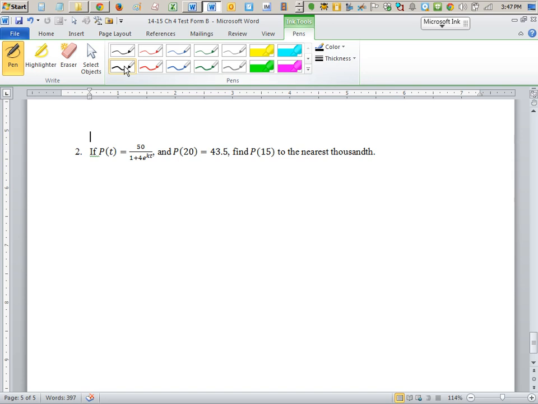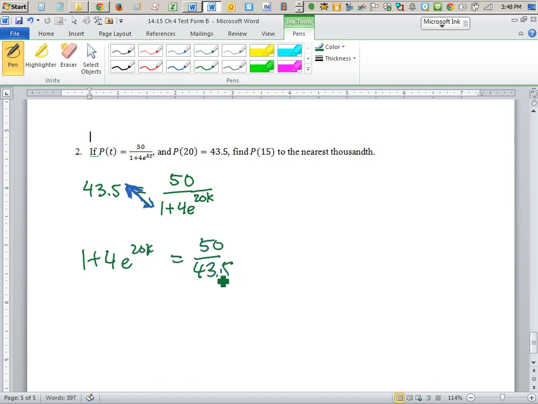Okay, well anyway, P of 20 is 43.5, so that means you actually know that the left side is 43.5, and you know that the T is 20, so you're going like this. 43.5 equals 50 over 1 plus 4 e to the 20k. And I'm in a position to find k, actually, so what I'm going to do is trade these straight up. So I just make a switch like this, putting the 1 plus 4 e to the 20k here, and putting the 50 over 43.5 on the right.